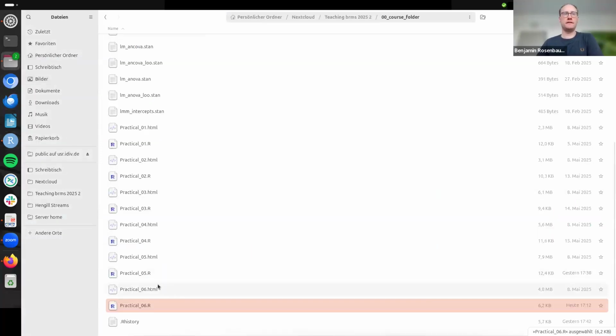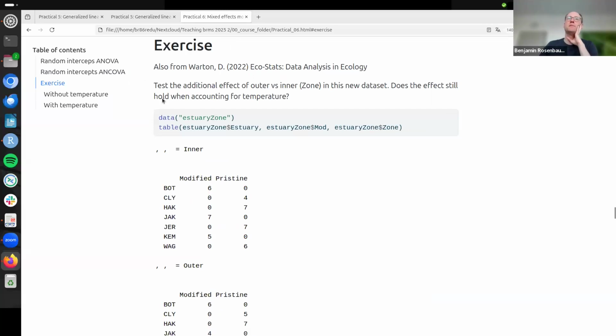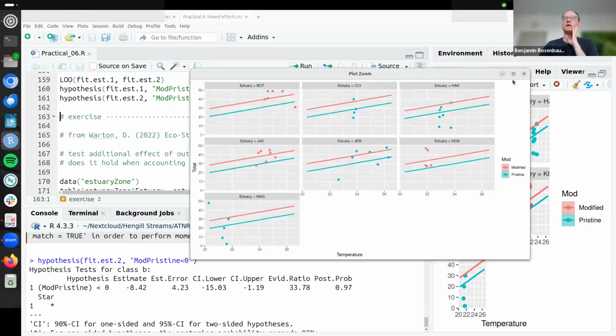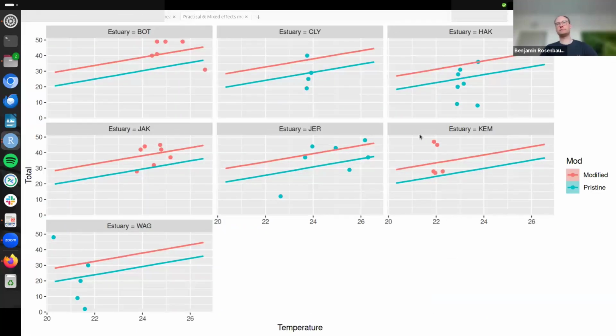There is again an exercise, and there's a new data set which comes with an additional predictor, which is inner or outer zone. So this means, previously we had multiple observations per estuary. And now we have an additional predictor to specify if the sample came from the inner or from the outer zone of the estuary. And also this can be accounted for.